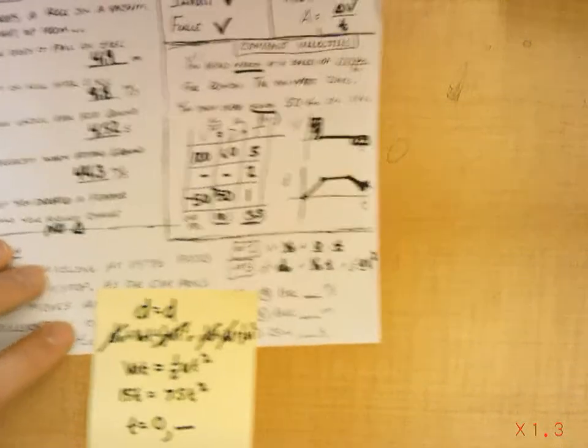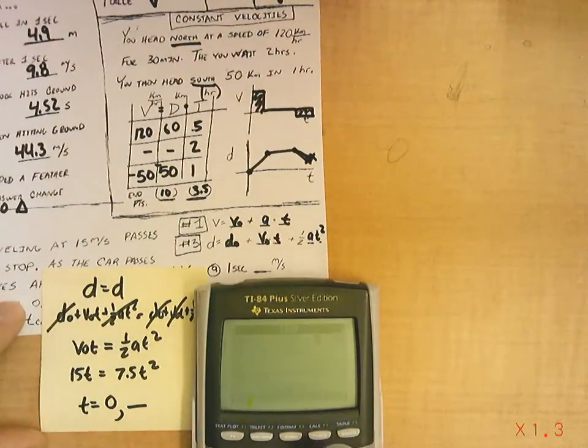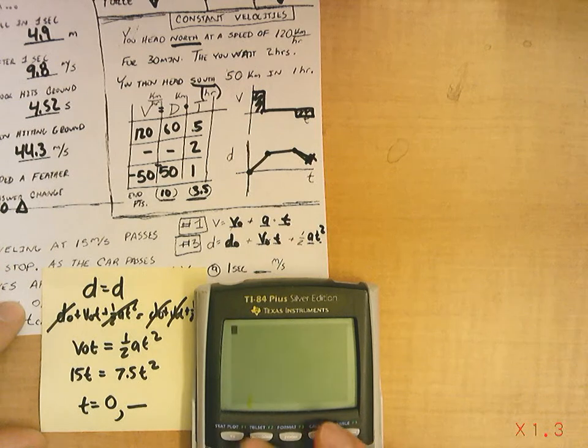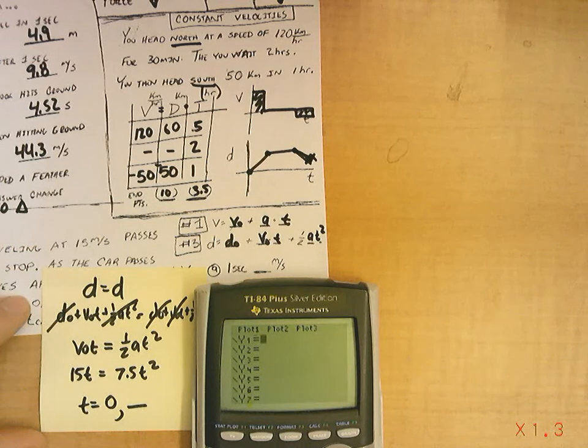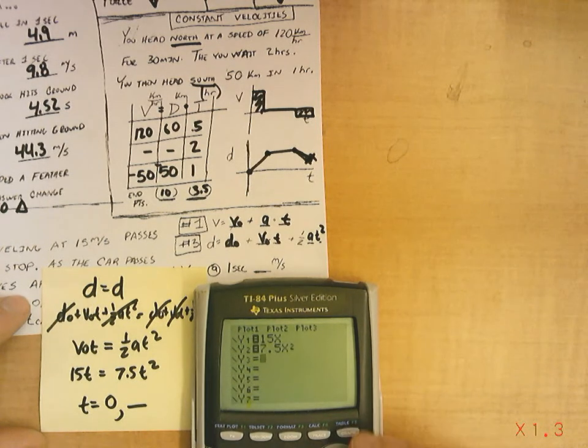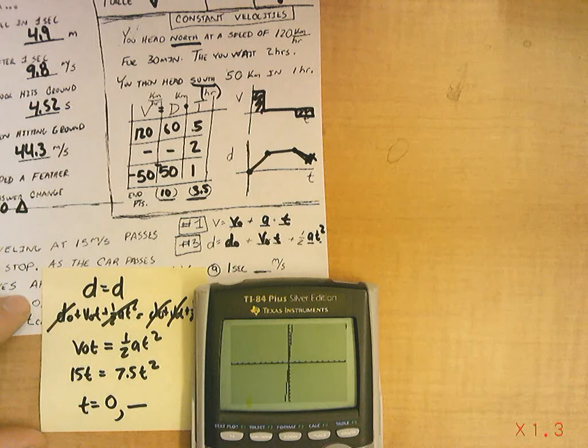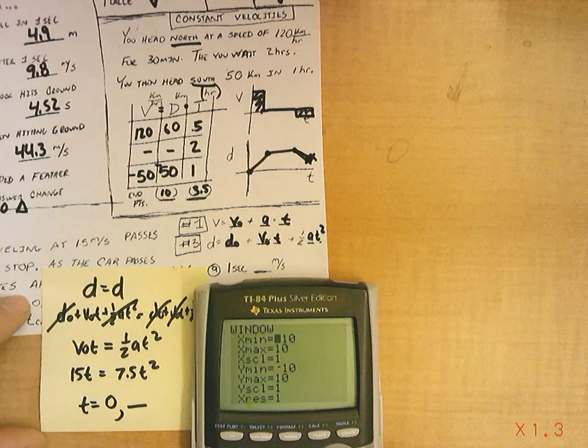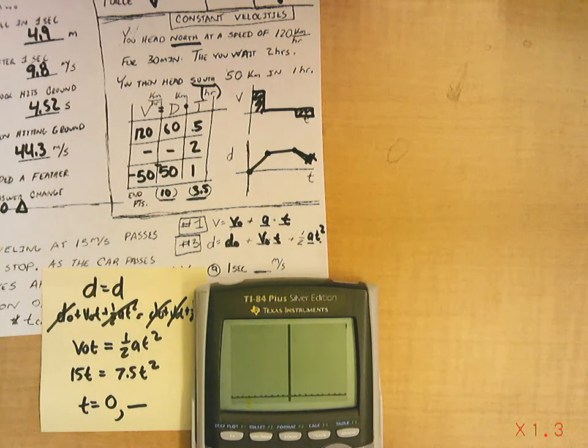So easy thing to do would be graph this beast. So we'll say y equals 15x. We come down here and we put in 7.5x squared. Now ready to graph. Whoa, my window's not cooperating. So let's fix these things. Let's make our x max, I think that's actually fine. Let's just make the y max like 150 and see what it looks like now.